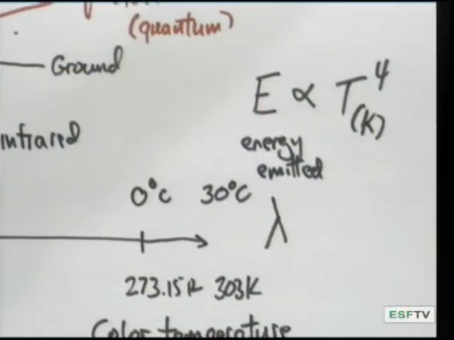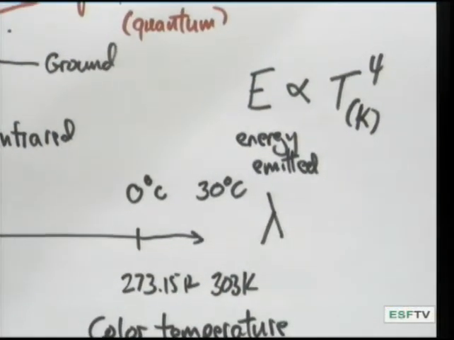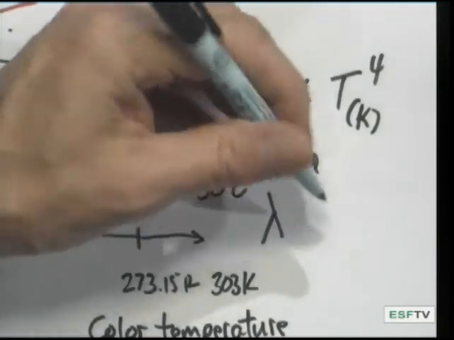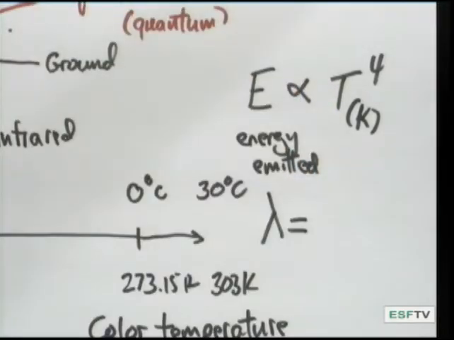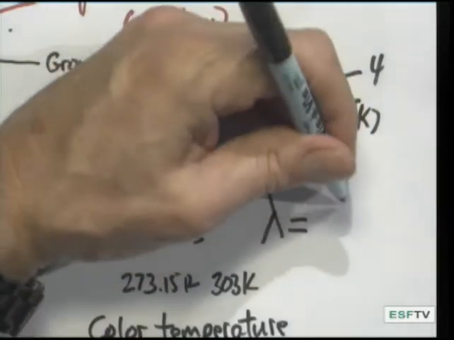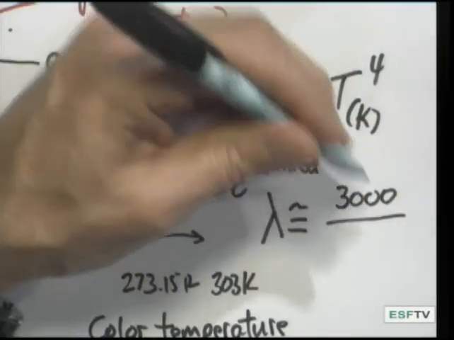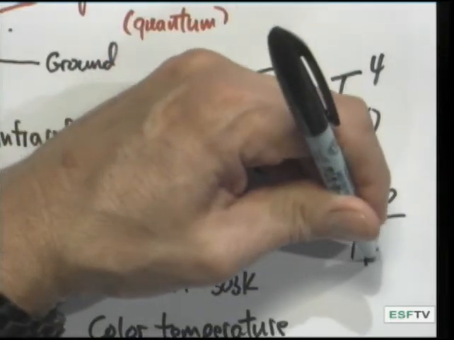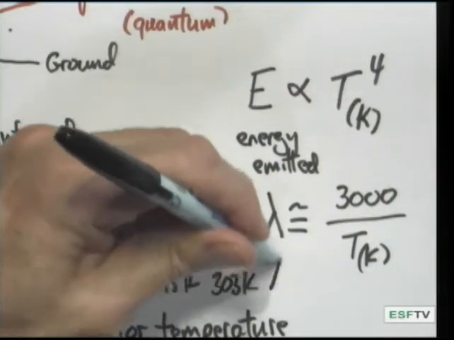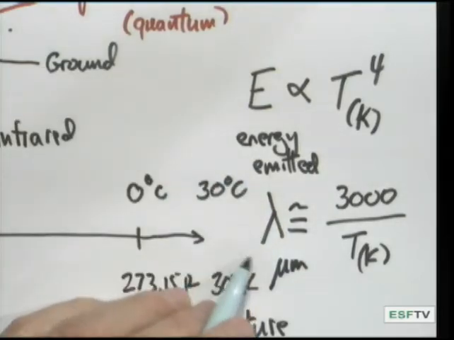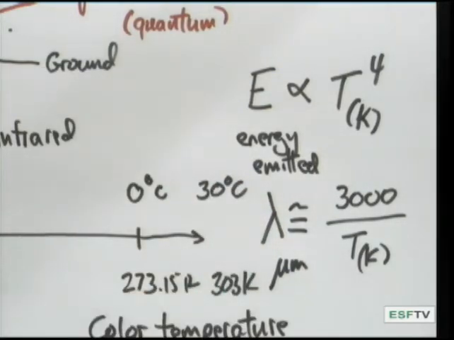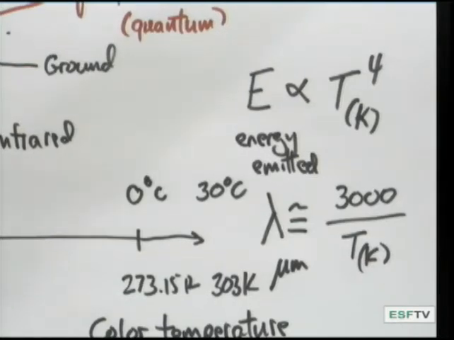Another law that you can use to estimate is the so-called Wien's law, W-I-E-N-S, and this lets you calculate the wavelength according to the color temperature, and this is on the order of about 3,000 divided by the temperature of the object in kelvins. And this comes out in micrometers, so 10 to the minus 6 meters, just to make it easy to calculate wavelengths that are in the visible spectrum.